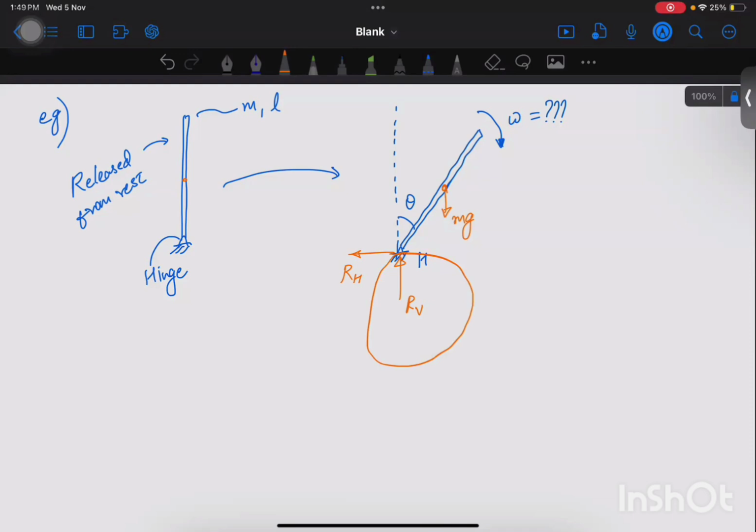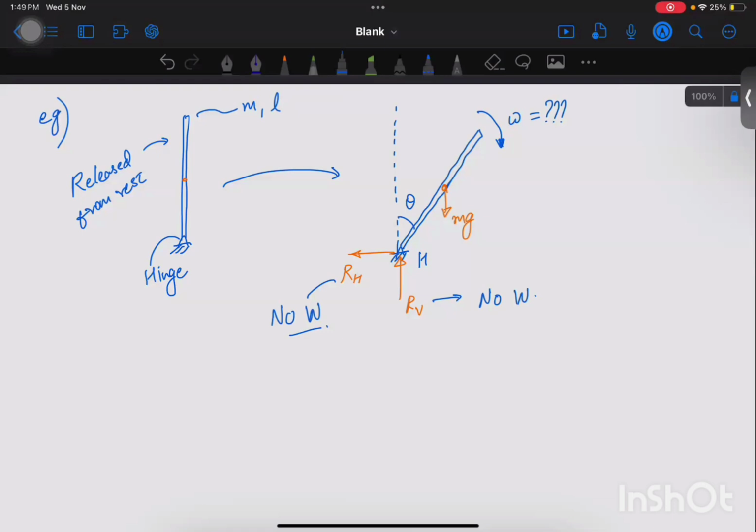Now, does RV do any work on this object? No. Why? That point of the rod, which is connected to the hinge, is not getting displaced. It's always along with the hinge. So no work is done by the RV force, because even though it may act on the rod, there is no displacement of that point of application of the force. Similarly, this is true for RH also. So both are not going to do any work. No work done, and this one also is not going to do any work.